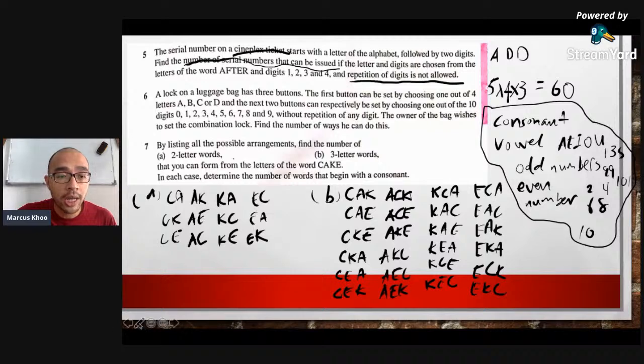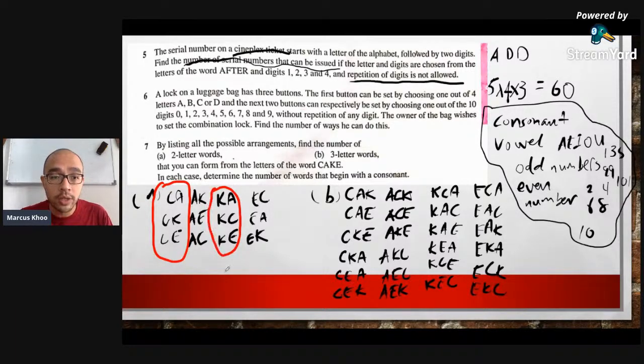So determine the number of words that begin with a consonant. Okay, I'm going to change color so that we can use this. Consonants are non-vowel letters. So asalkan dia bukan bermula dengan A, E, I, O, U, we are safe. So there is 3 over here because all 3 start with consonants, and then K over here. Ini semua bermula dengan consonants. So there are 6.